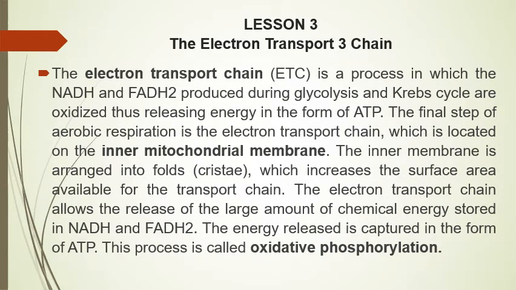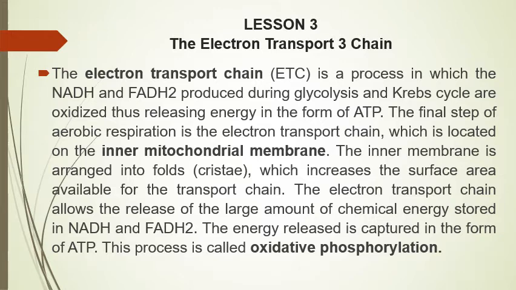Lesson 3, the electron transport chain. The electron transport chain, or ETC, is a process in which the NADH and FADH2 produced during glycolysis and Krebs cycles are oxidized, thus releasing energy in the form of ATP. The final step of aerobic respiration is the electron transport chain, which is located on the inner mitochondrial membrane. The inner membrane is arranged into folds, cristae, which increases the surface area available for the transport chain.